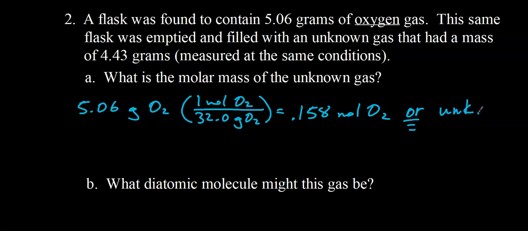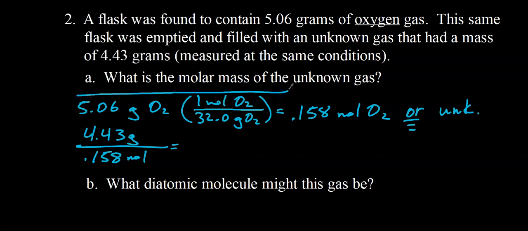So we know grams of the unknown. We now know moles of the unknown, which, by the way, you don't have to do in 2 steps. I'm just showing you to walk you through it. But we could have just done something like this, where we put the 4.43 grams on top of all of this and got our answer. Here I'm just showing you 2 steps. Take the grams divided by the moles and we get the molar mass. Go ahead and punch that up. And you get 28.0 grams per mole.